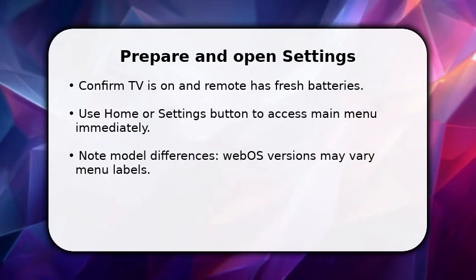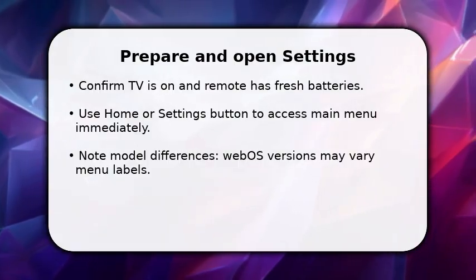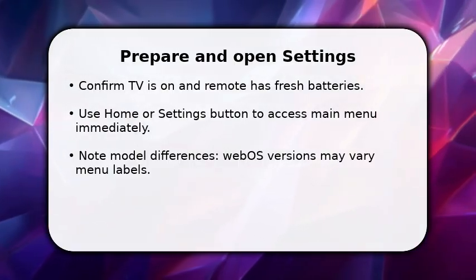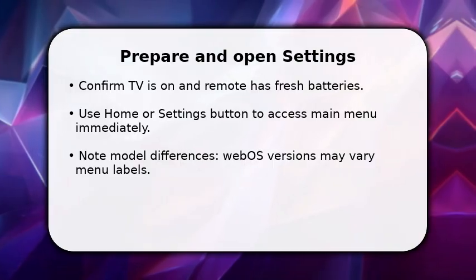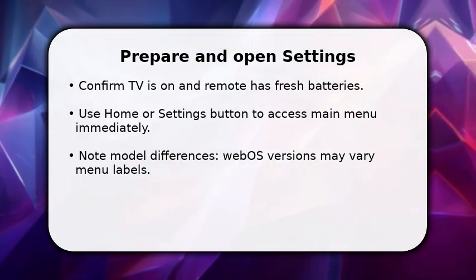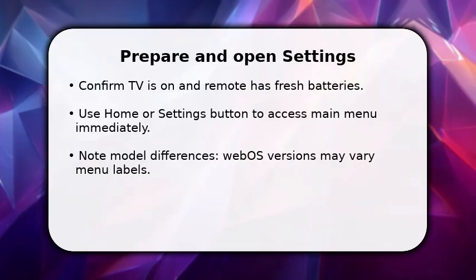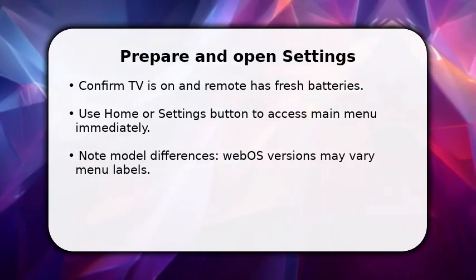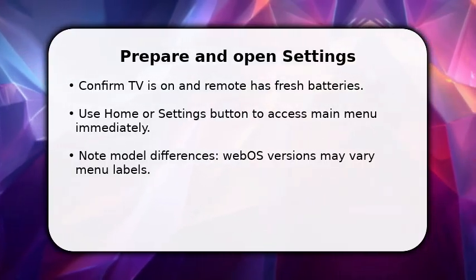You'll start by opening Settings and locating the home screen controls. Press Home or the Settings gear now. If your remote has a Quick Settings button, use it to jump faster. Make sure your TV model and WebOS version are noted, because labels like Home Settings or General change slightly.